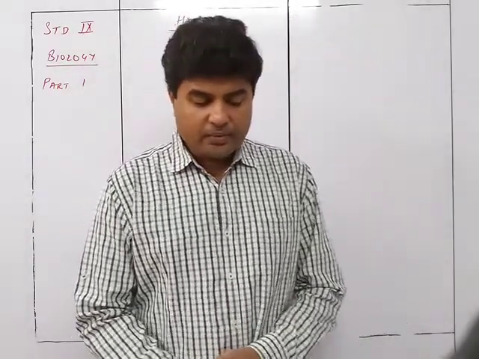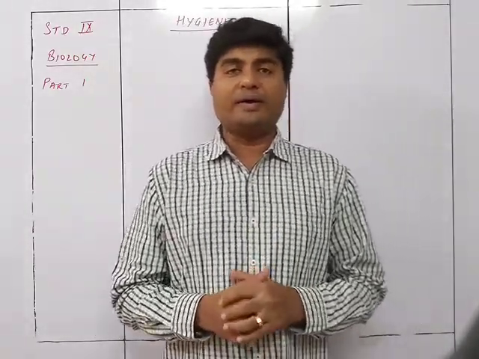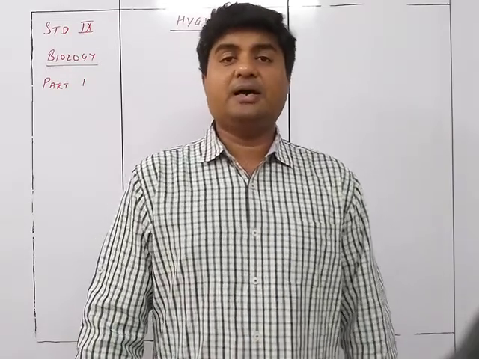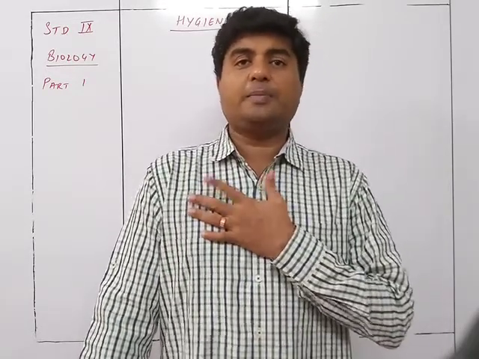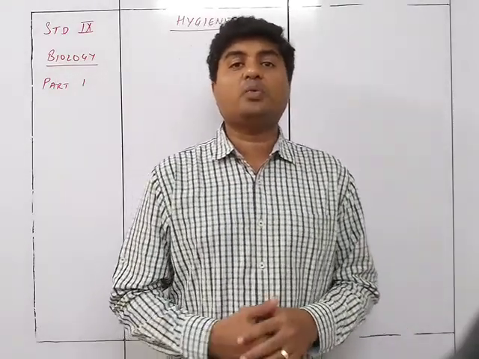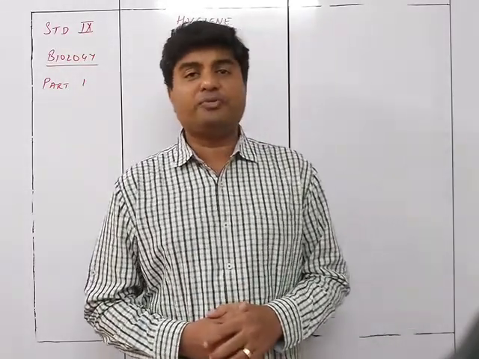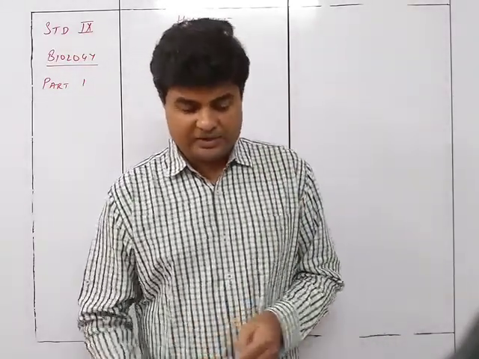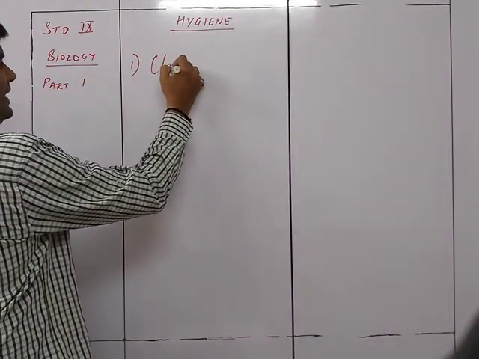So here hygiene can be divided into two forms. One is social hygiene and the other is personal hygiene. Personal hygiene is related to ourselves; we are keeping ourselves clean. And secondly, social hygiene, where we try to keep our surroundings clean. So when we talk about personal hygiene, there are four major aspects. The first thing is cleanliness.